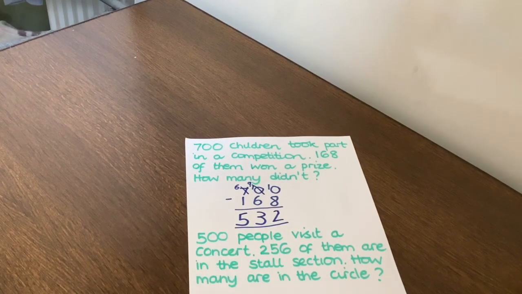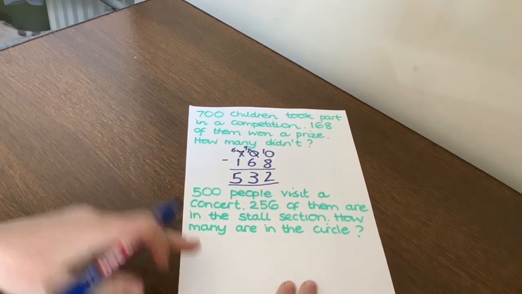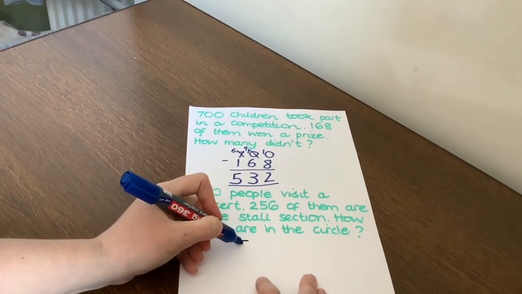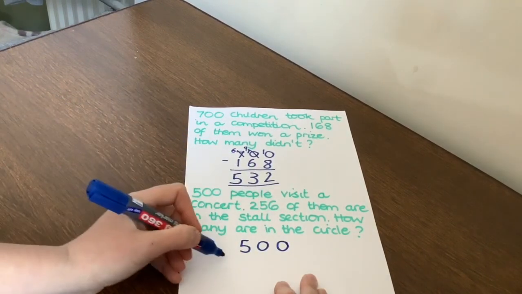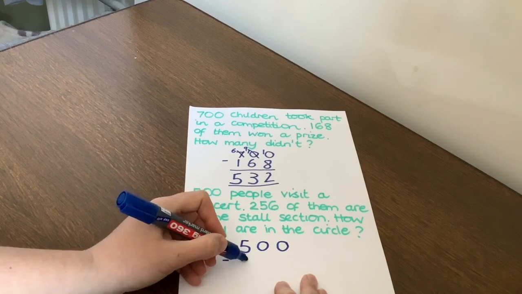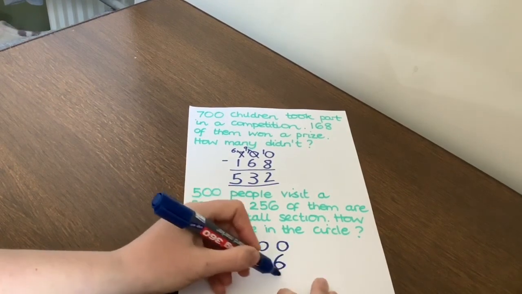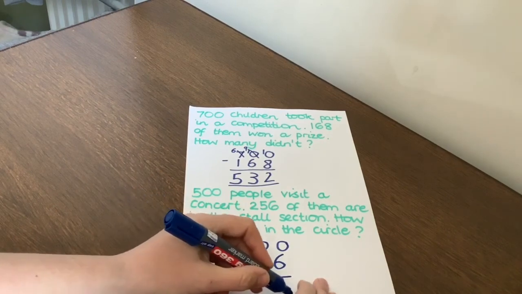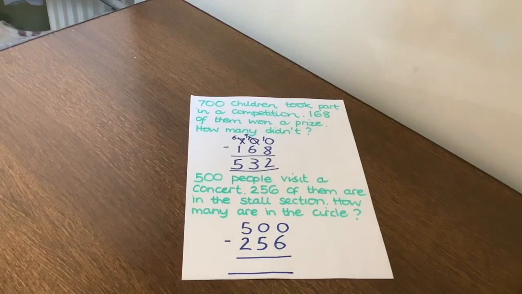We have 500 people visit a concert. 256 of them are in the stall section. How many are in the circle? So let's write out this question. We have 500 people. We have 256 of them in the stall section. That's just a part of the theatre. And let's work out how many are in the other part of the theatre.